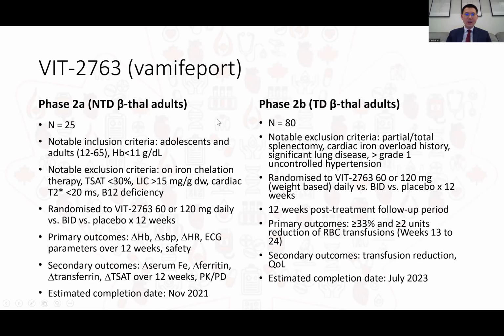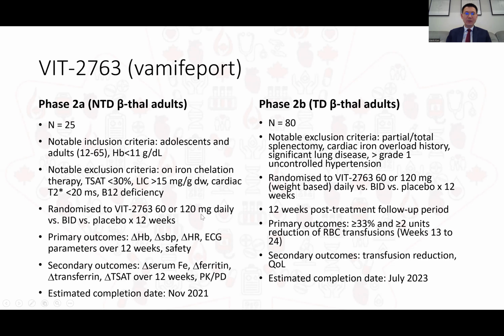Here on the left and right are the details of the 2 trials. On the left here, we have the phase 2A study for non-transfusion dependent beta thalassemia adults, where the target recruitment is 25 patients. Notable inclusion criteria include adolescents and adults, ages 12 to 65, and a hemoglobin less than 11 grams per deciliter. Notable exclusion criteria include iron chelation therapy, transferrin saturation less than 30%, a liver iron concentration of greater than 15 milligrams per gram dry weight, and a cardiac MRI T2 star of less than 20 milliseconds.